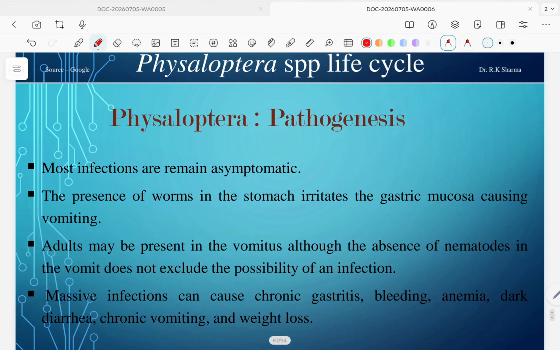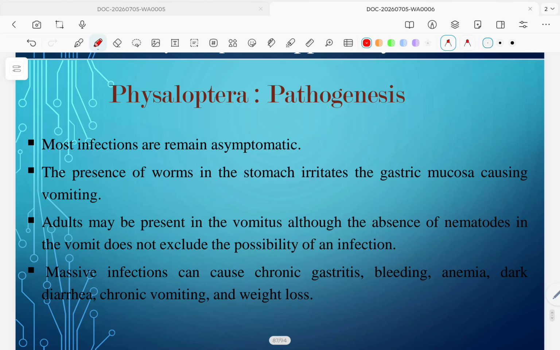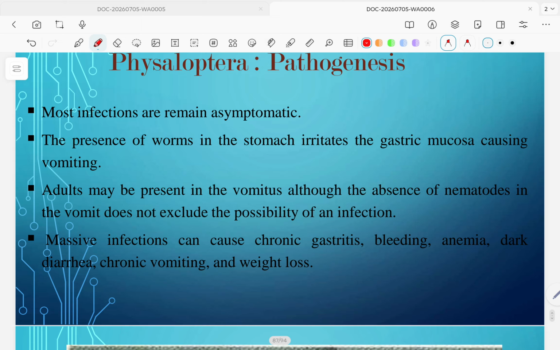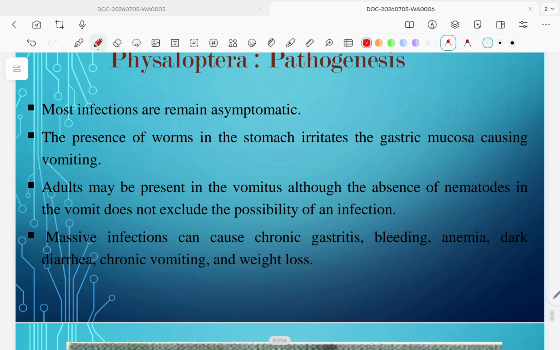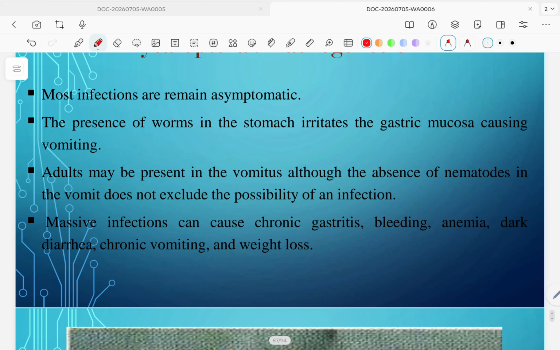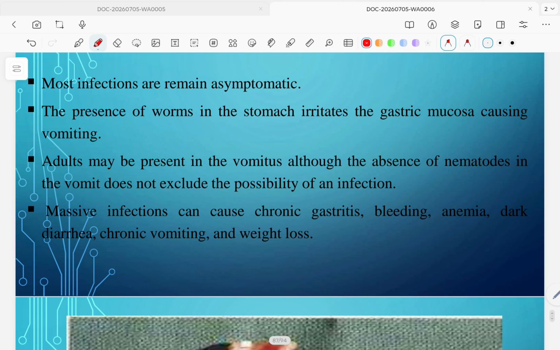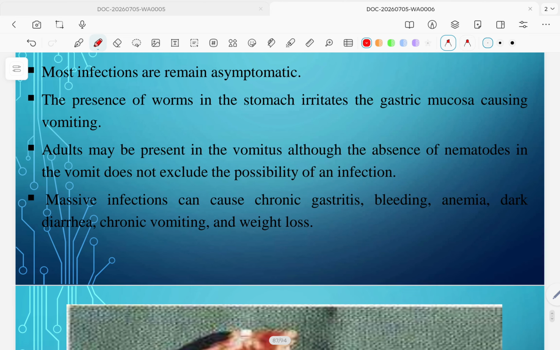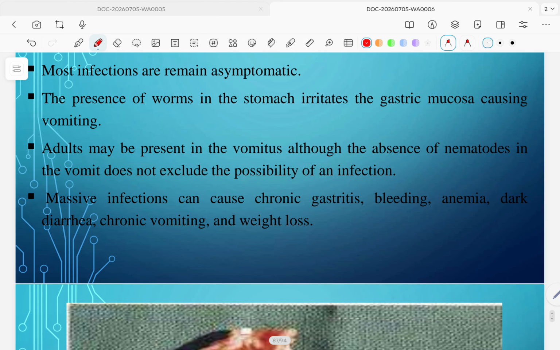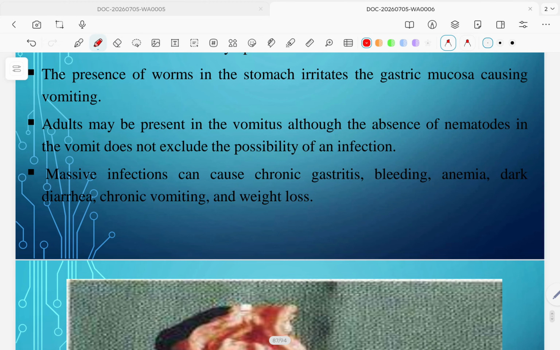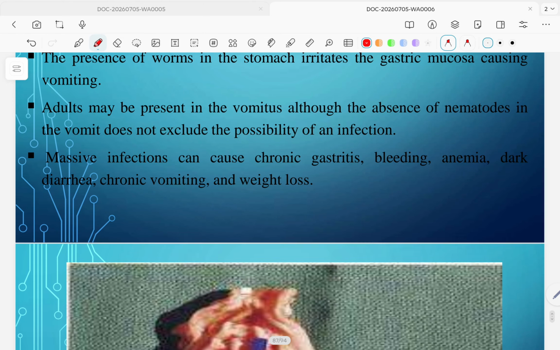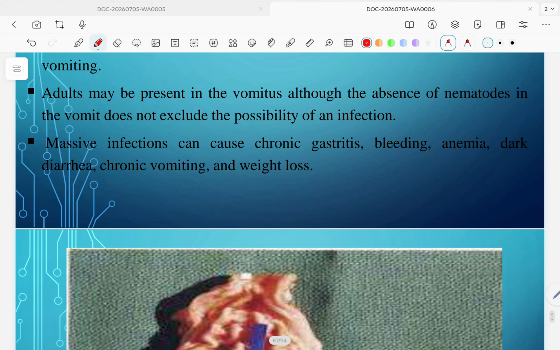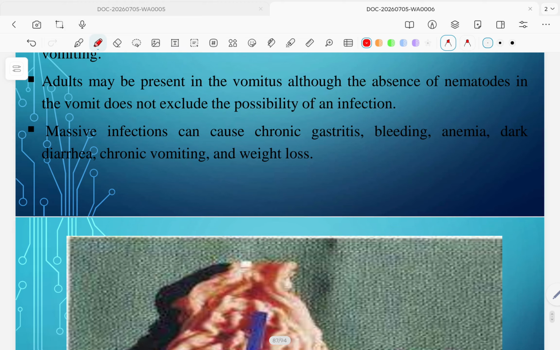Pathogenesis. Most infections remain asymptomatic. The presence of worms in the stomach irritates the gastric mucosa causing vomiting. Adults may be present in the vomitus, although the absence of nematodes in the vomit does not exclude the possibility of an infection. Massive infection can cause chronic gastritis, bleeding, anemia, diarrhea, chronic vomiting, and weight loss.